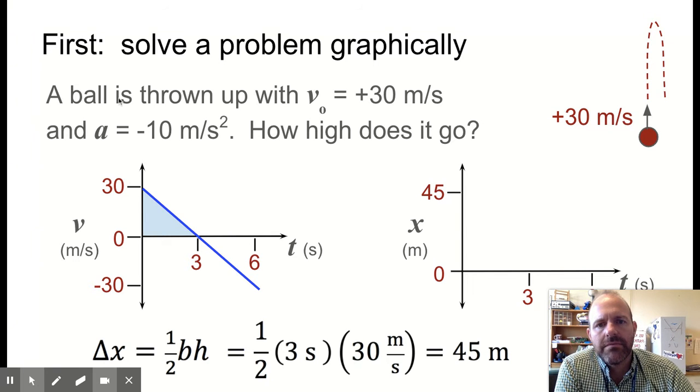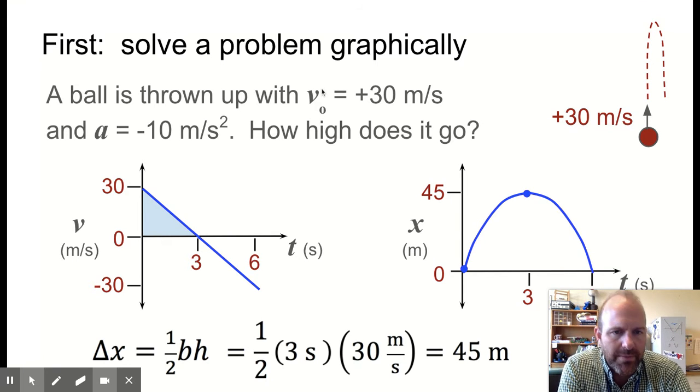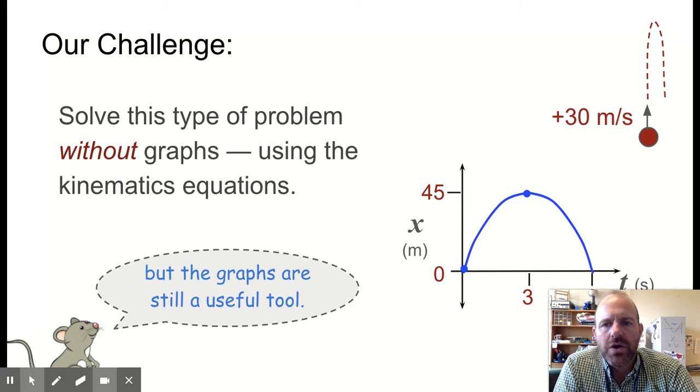You could then try to create a position time graph and see what that looks like as well, which is doable, something you could do. But perhaps we want a different way. And so our challenge today is to solve this type of problem without graphs.